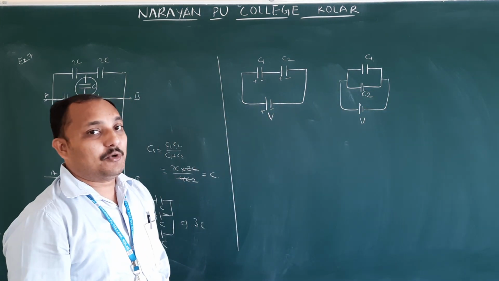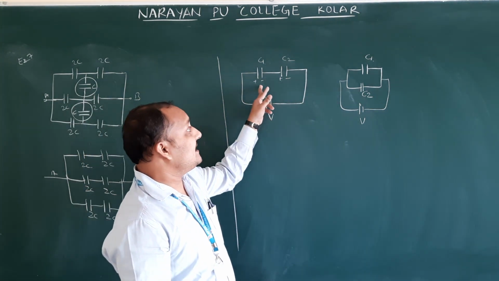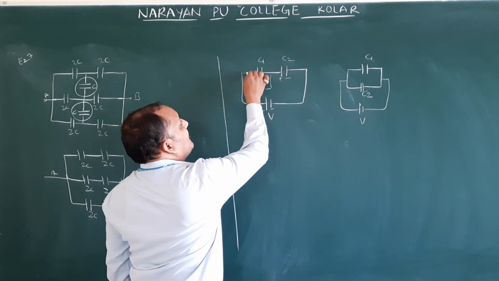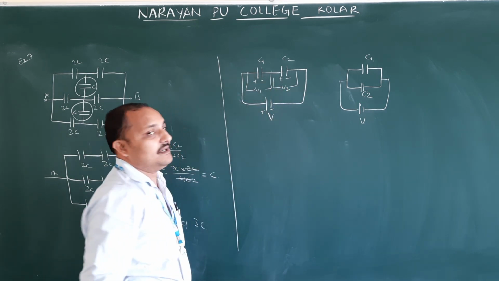Parallel means what is same? Potential is same. Series means charge is same. So series means potential is different. So potential means the amount of work to bring charge from here to here. That is nothing but V1. So this is nothing but V2.